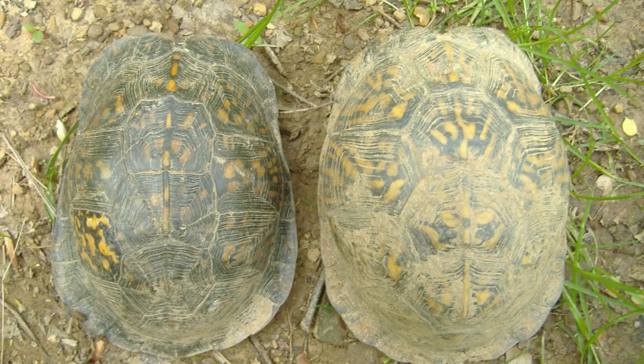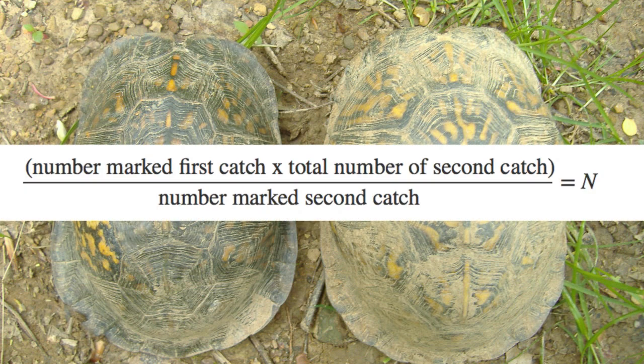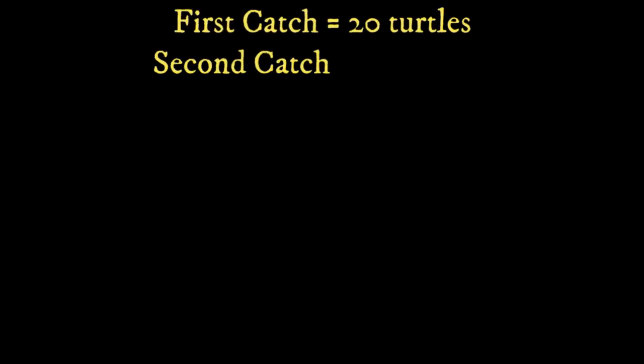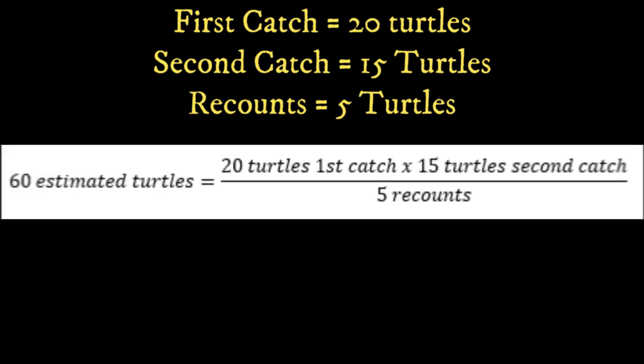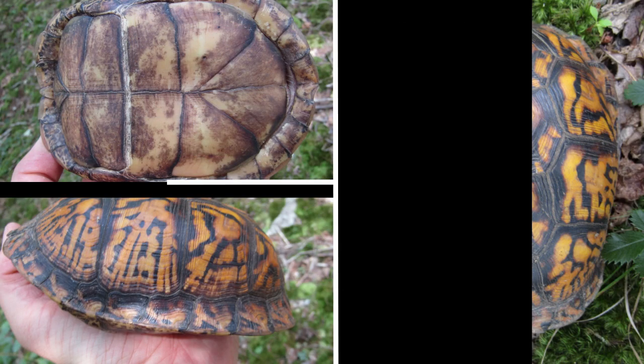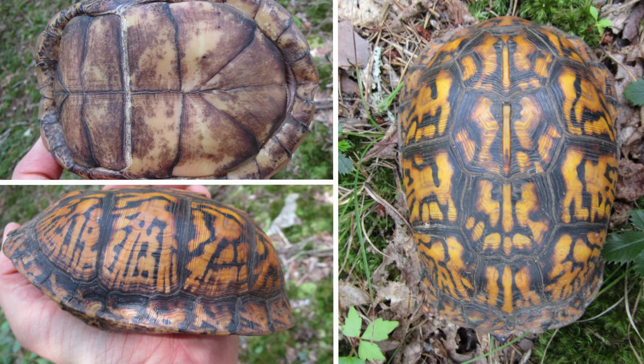The mark recapture equation is pretty simple. N, which is the total number of population, is equal to the number marked at the first catch times the total number of the second catch divided by the number marked at the second catch. So if I found 20 turtles on the first day, and I go back a few days later and find 15 turtles with 5 already marked, the population size would be determined as 60. So this particular population has an estimated 60 turtles living there.